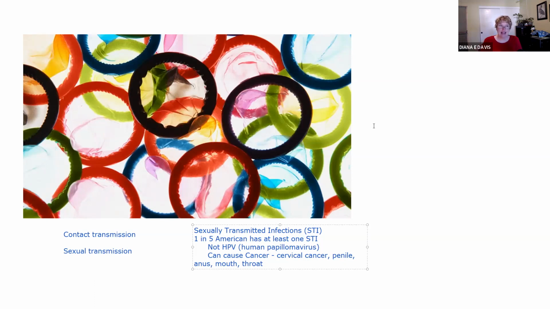HPV, when it gets into your cells, can insert some of its DNA into your chromosomes, into your DNA. Which is in the video. Which is in the video? Awesome. There's a certain group of viruses that can insert their genetic material into your DNA. HPV preferentially inserts in locations where if the gene is mutated, they're more likely to cause cancer.